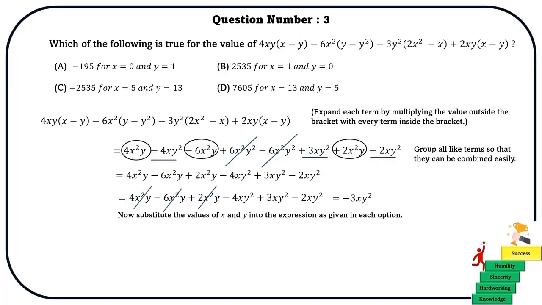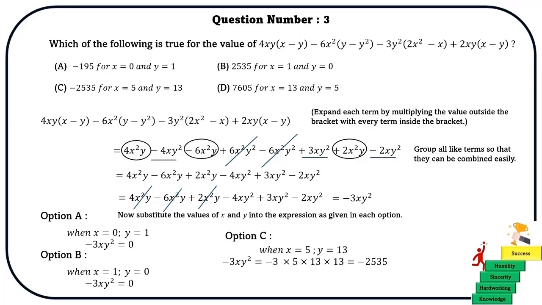Now let's substitute the values of x and y in the given expression as in each of the options. In option A, when x is 0 and y is equal to 1, minus 3xy square is equal to 0. In option B, when x is equal to 1, y is equal to 0, minus 3xy square is equal to 0. But in option C, when x is equal to 5 and y is equal to 13, we will get minus 3xy square as minus 2535. So the correct option is option C.